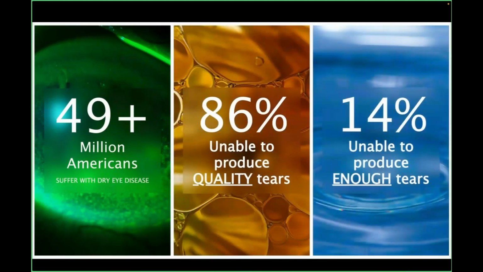We're going to run through some quick stats on dry eye. You guys are familiar with most of these, but I want to point them out. 49 million plus Americans suffering with dry eyes. An overwhelming majority of them are related to the quality of tear. So we're talking about meibomian gland dysfunction. And then a smaller percentage, of course, are going to be the aqueous deficient.